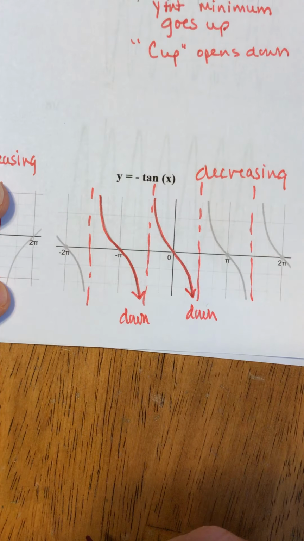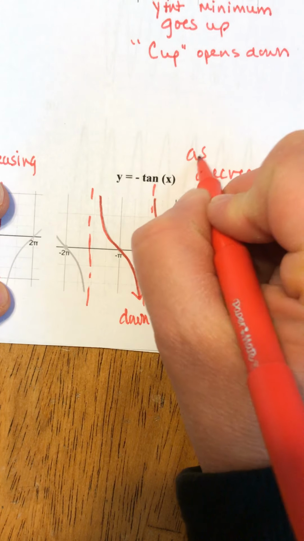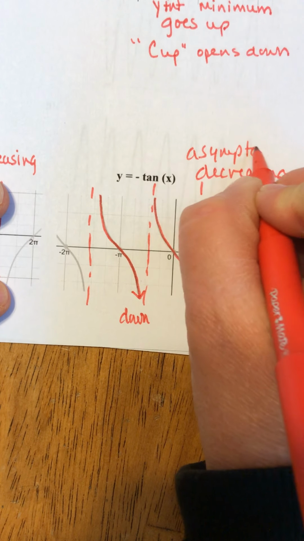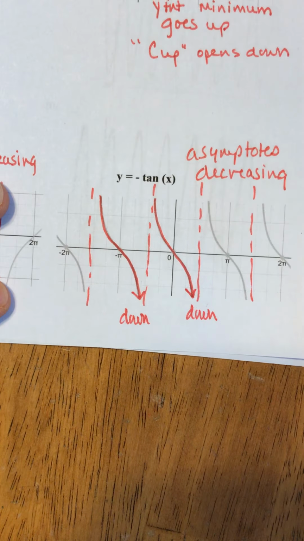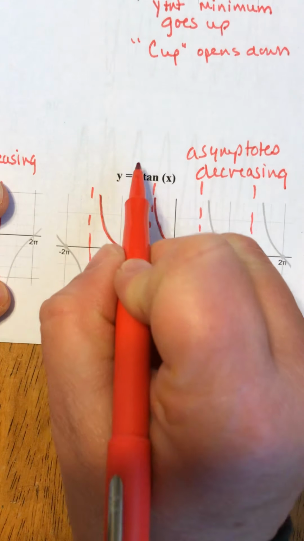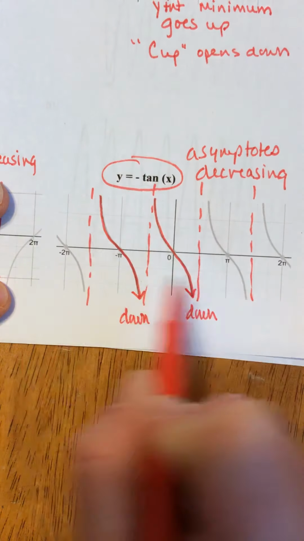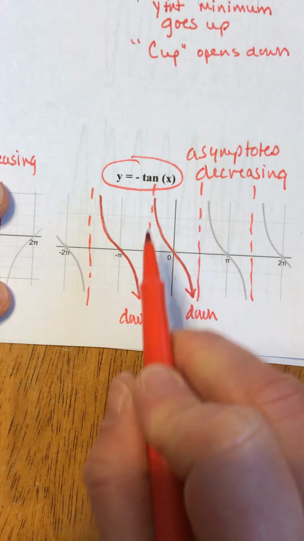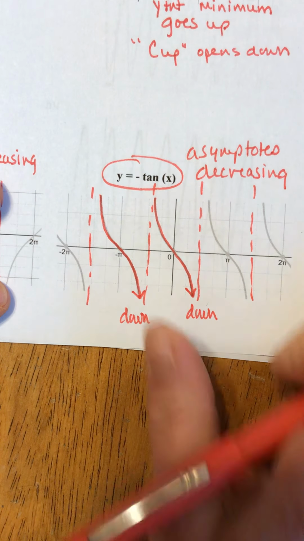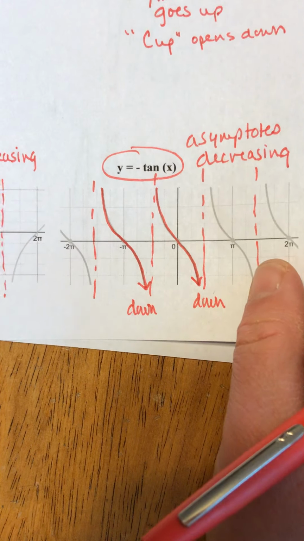Okay? And we also still have those asymptotes. All right? So the graph of y equals a negative tangent of x in its basic form goes down, and it has the asymptotes in it. Let's go to the next level for this.